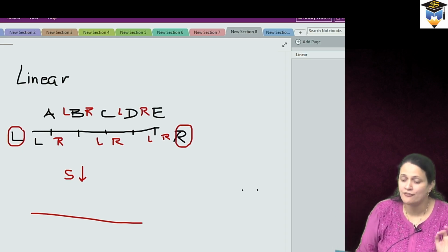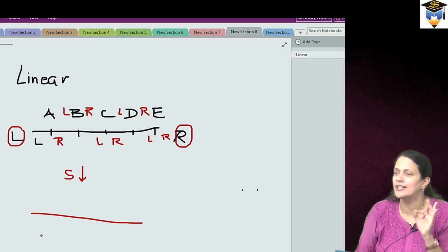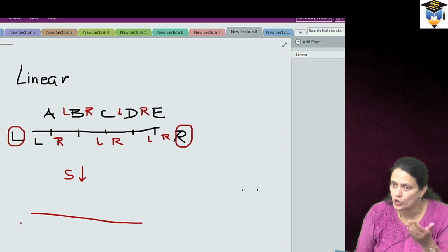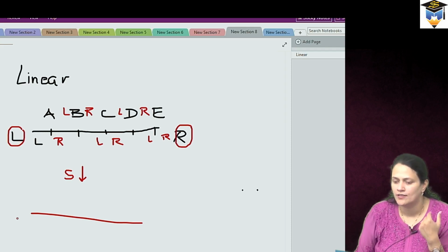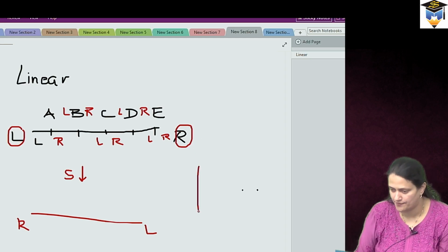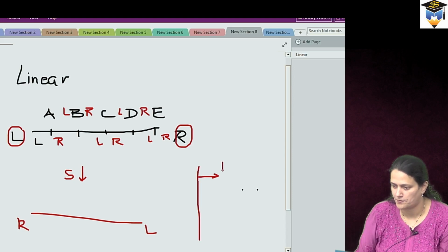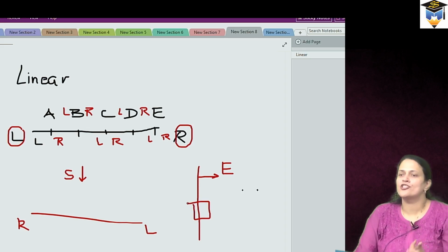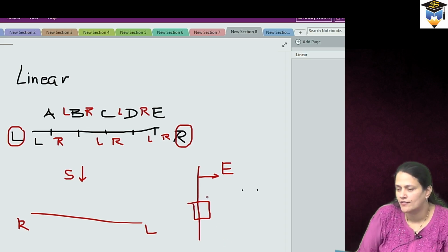Now, if they have mentioned that a person is sitting facing south, which will be your L and which will be your R? So you guys are facing south. So which will be your left, which will be your right? This will be your right, this will be your left. Now if a person is sitting facing towards east, if this is a person A, so which is his left, which is his right? This is left, this is right.